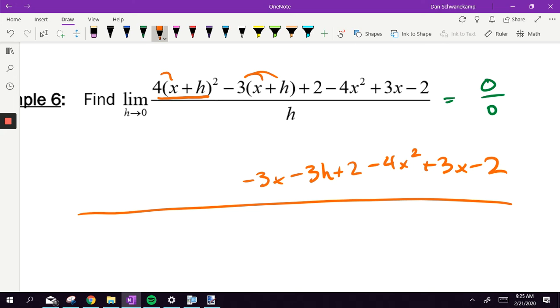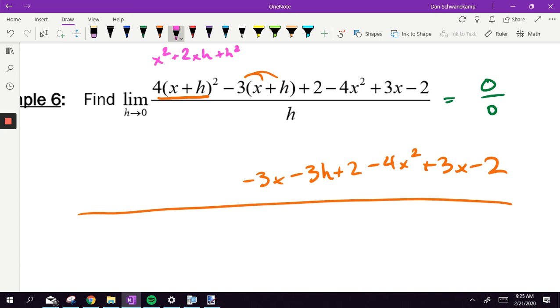But this first part's ugly. What am I going to have to do to take x plus h and square it? Foil it. And so if I foil that, I'm just going to write it right here. That is x squared plus 2xh plus h squared. If you don't believe me, foil it. I would recommend memorizing that because later on you don't want to foil that every time.